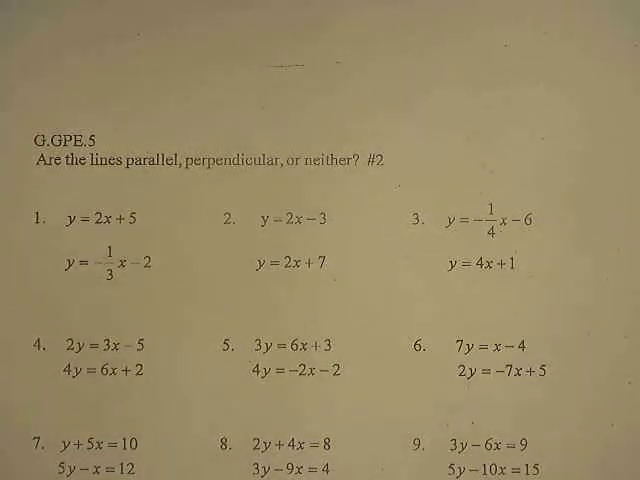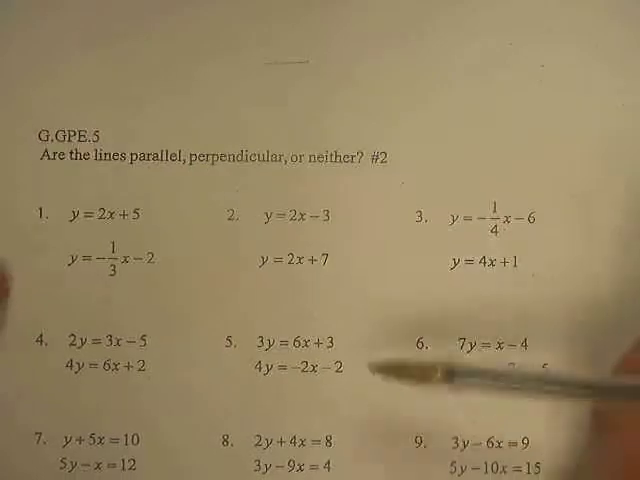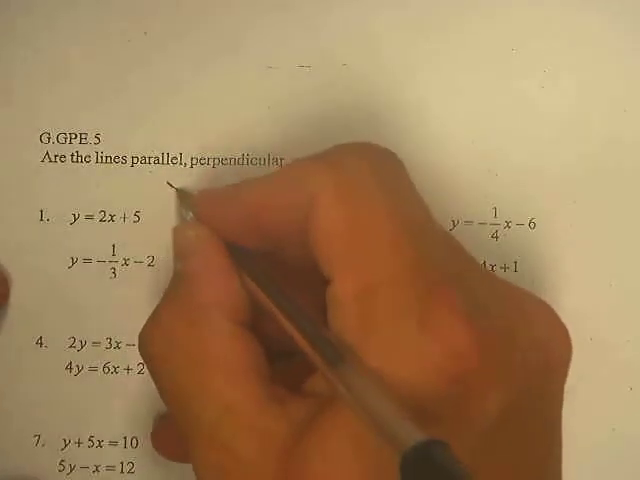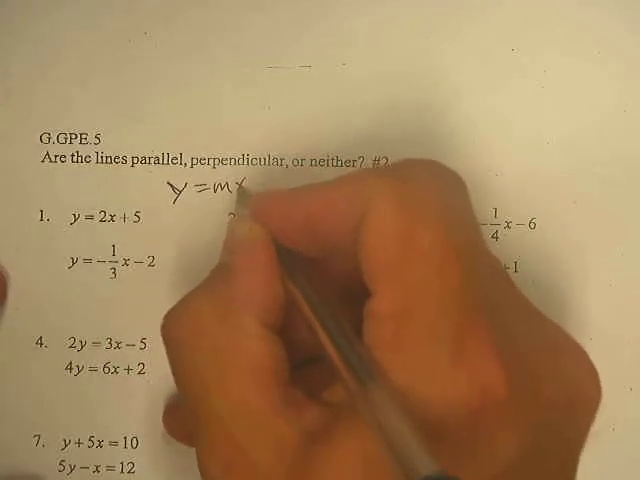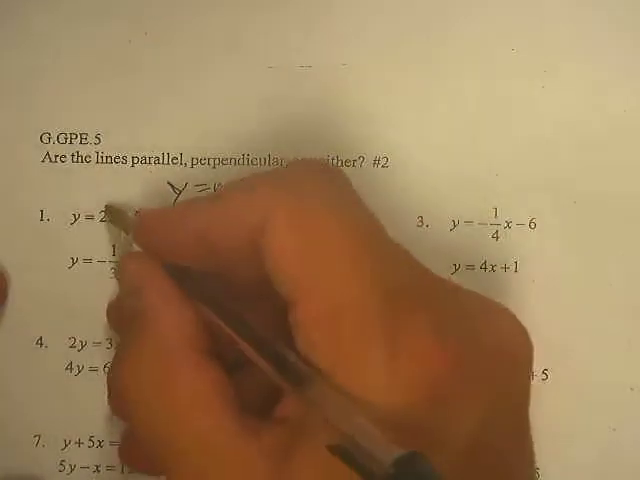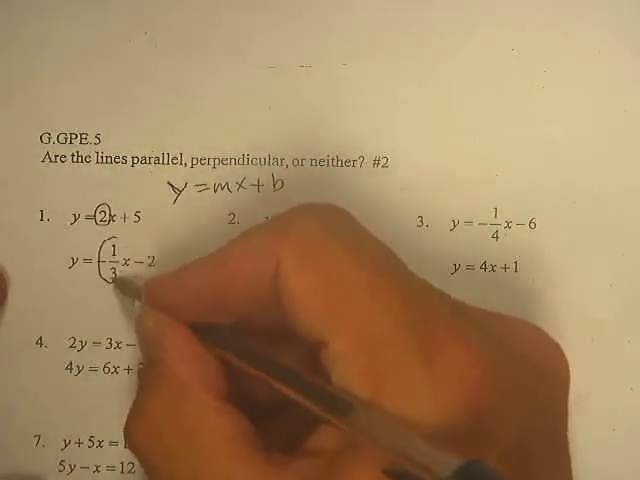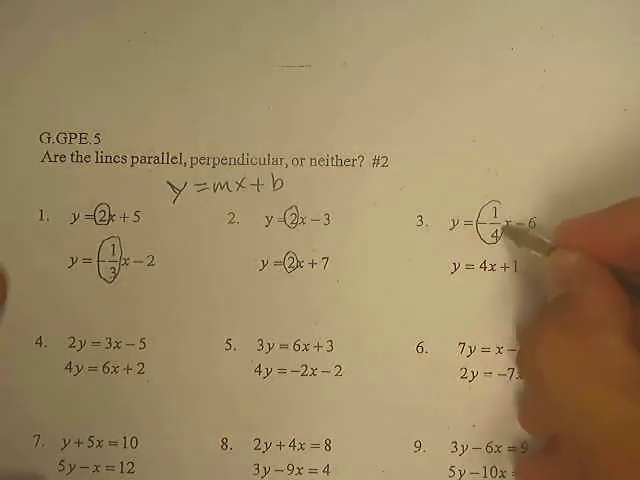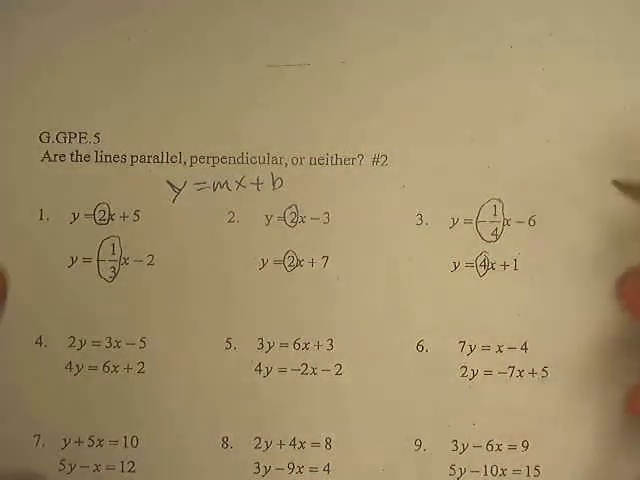We're going to do some extra practice with learning target 4: I can identify the slope of an equation and tell whether the lines are parallel, perpendicular, or neither. We did a little bit of this earlier. Remember, when the equation is in the form y equals mx plus b, the m is going to be the slope. So in this case, the 2 and the negative 1/3 are slopes here. 2 and the 2 are slopes here. And the negative 1/4 and 4 are slopes here.